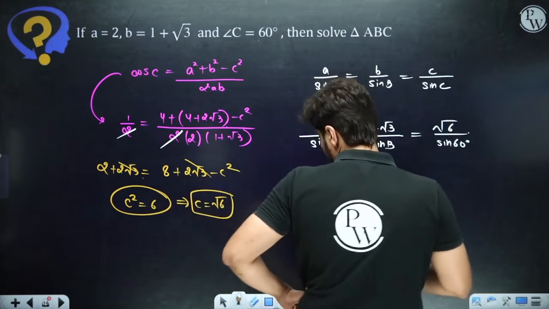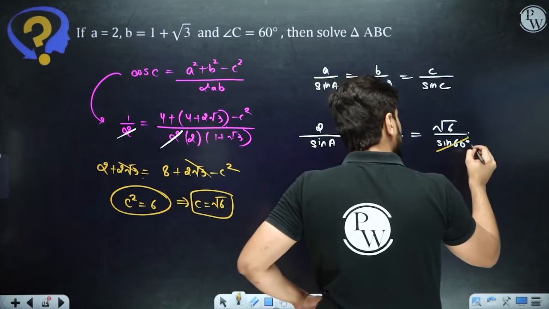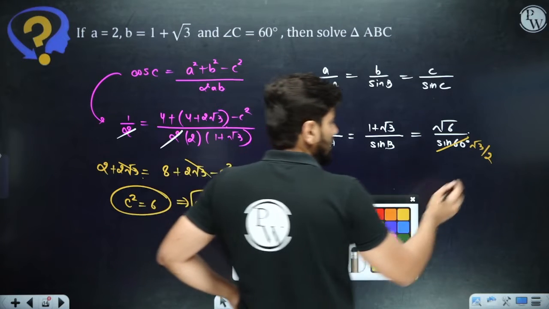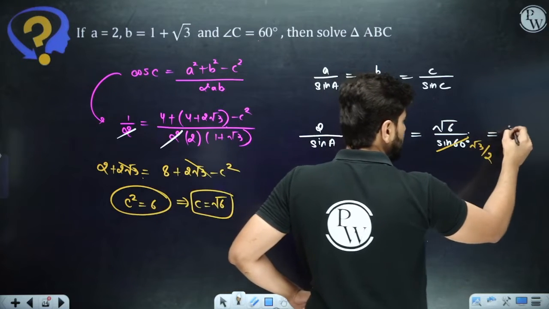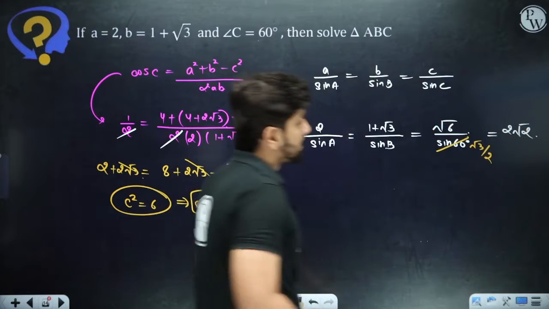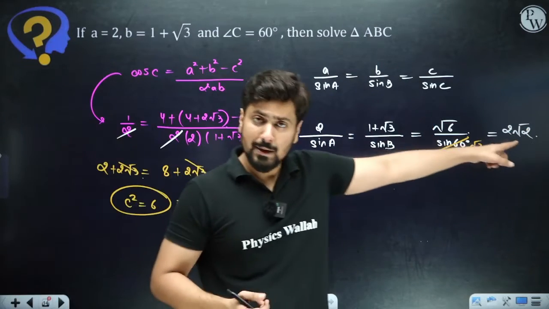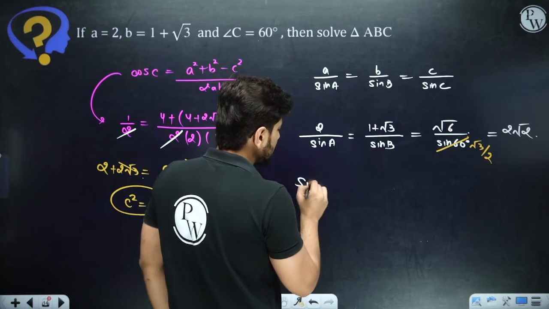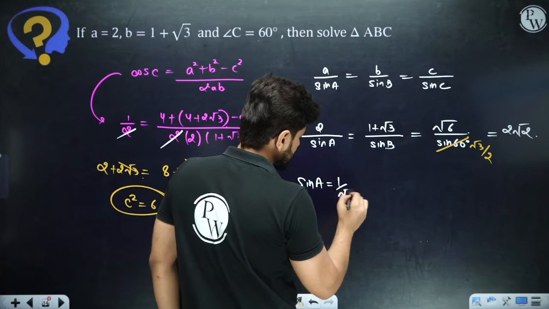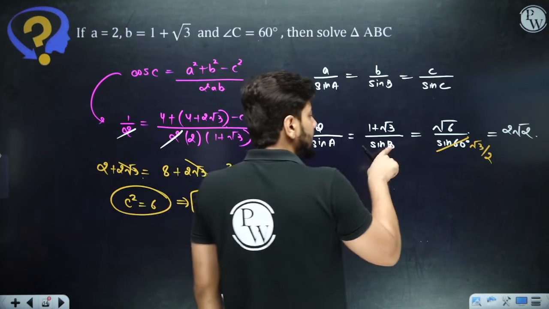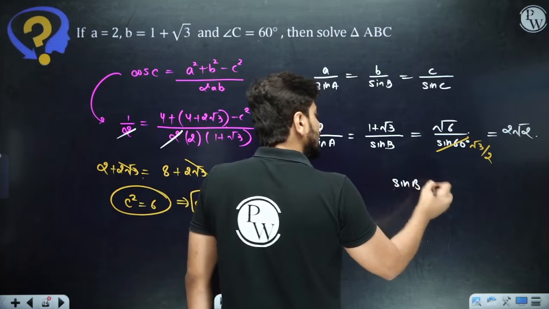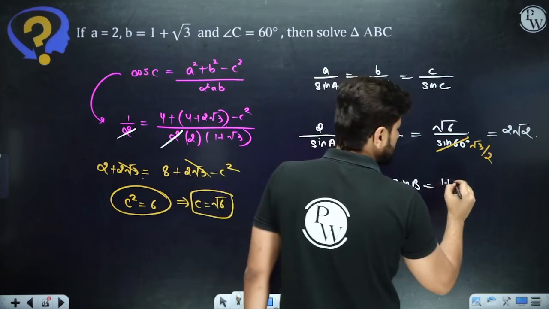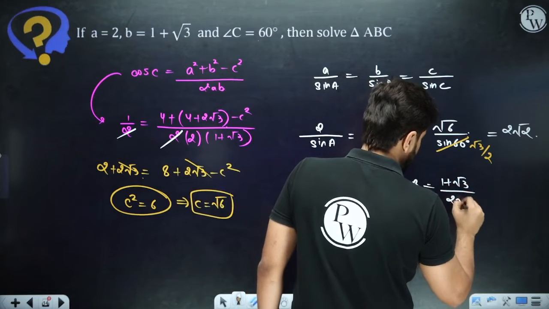So sine 60 degree is root 3 by 2, correct? If you put the value for this as root 3 by 2, 2 is going to get in the multiplication, and root 3 and root 6 will get cancelled out. We'll get 2 root 2. This is equal to 2 root 2, root 6 upon root 3 by 2. So we have 2 by sine A is equal to 2 root 2. So sine A will be equal to 1 by root 2. So from here we can get the angle A. From here we know that 1 plus root 3 upon sine B is equal to 2 root 2. So sine of B is equal to 1 plus root 3 upon 2 root 2.